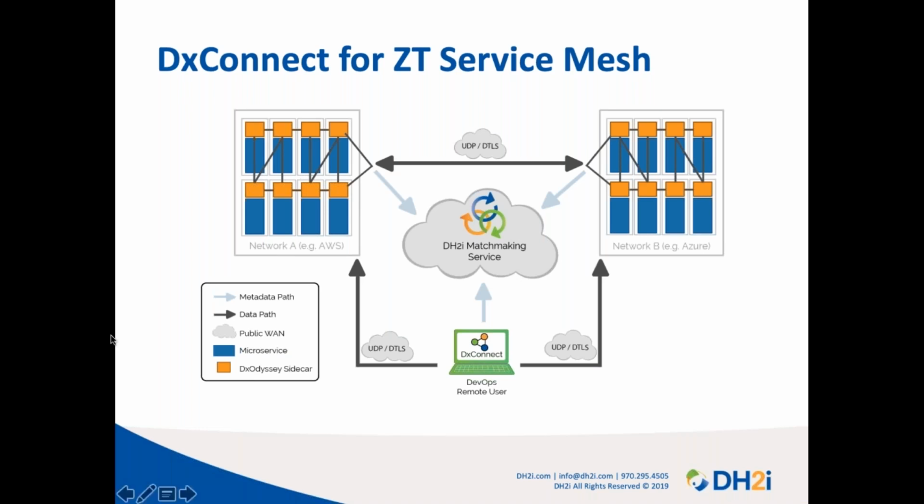And then the remote DevOps user who may be managing this from somewhere else can very easily gain access to their applications, okay, those various services, and access them from wherever they happen to be. Again, no VPNs required, and all of these microservices can be running in completely separate networks.